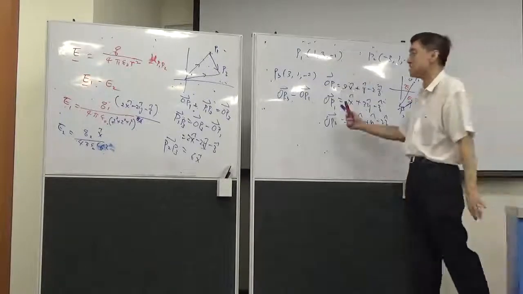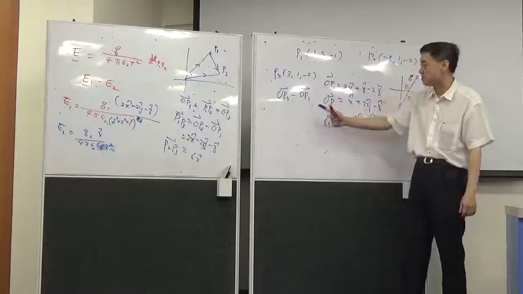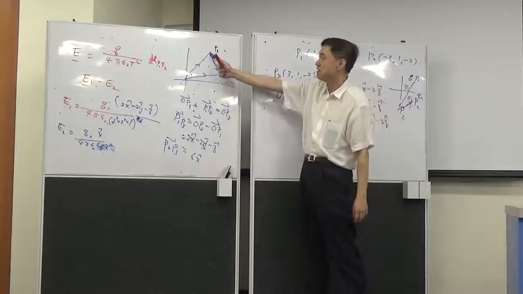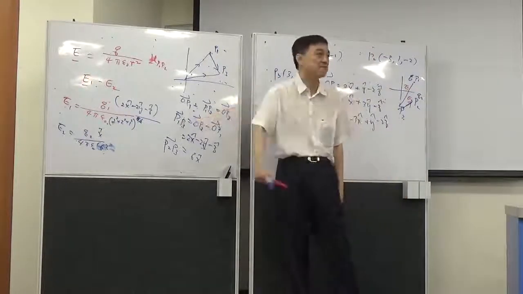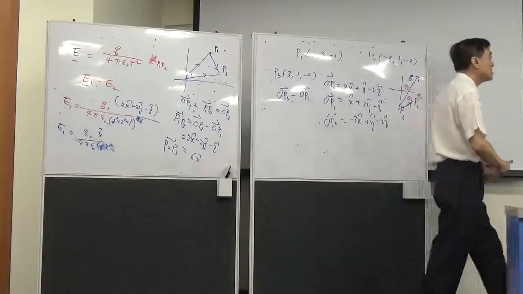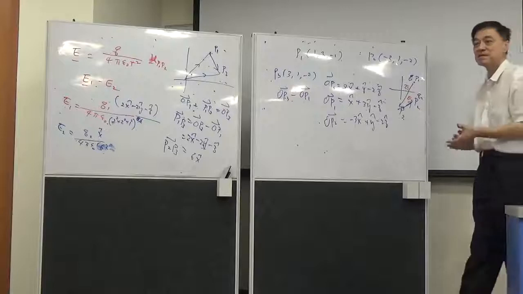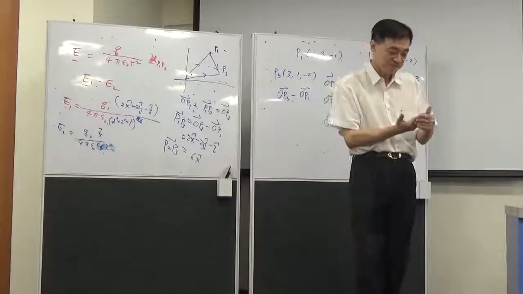Alright, so this one is a bit tedious, but you make use of OP3 minus OP1 and OP3 minus OP2 to get this vector. Alright, you get this vector, and then you substitute that in, and then after that you sum it up. So this one is not easy, this is not easy. Alright.